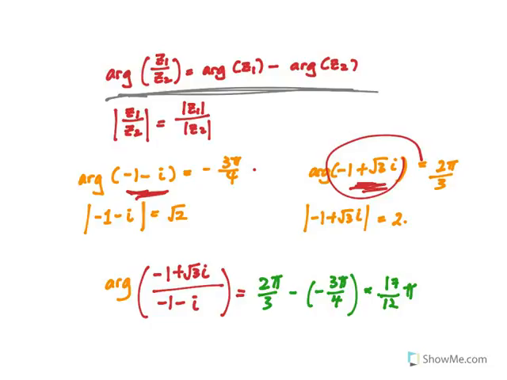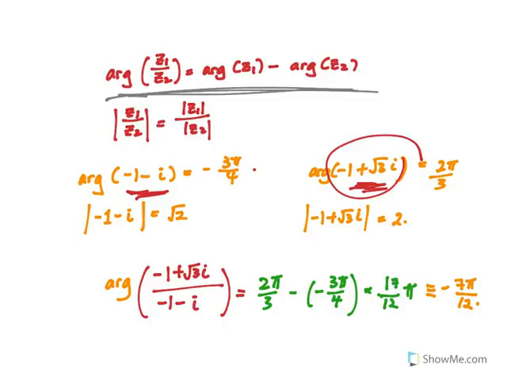Recall this is not the principal argument. The principal argument has to be between pi and negative pi. So over here what we do is just minus 2 pi, and this is equivalent to -7 pi over 12. So I hope you are able to convert the argument into principal argument form.